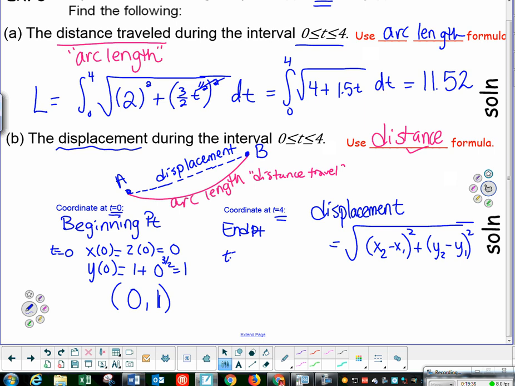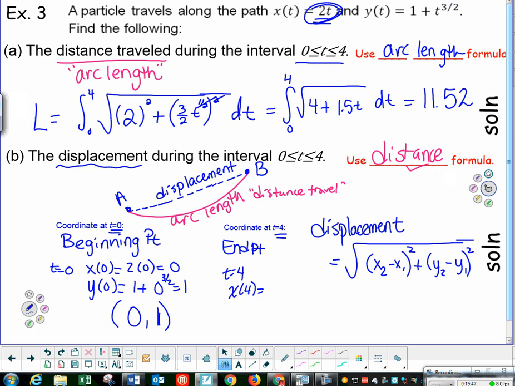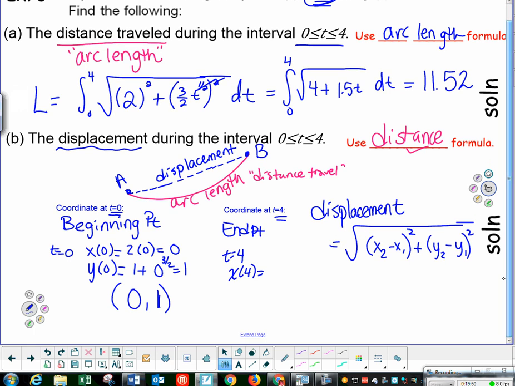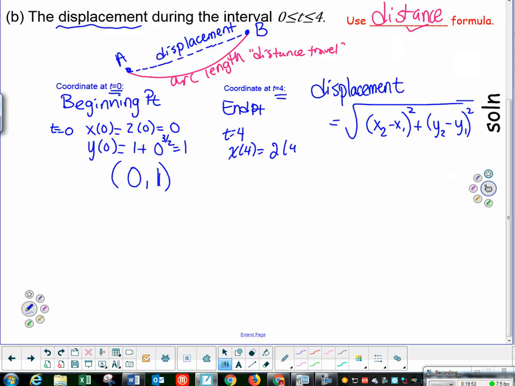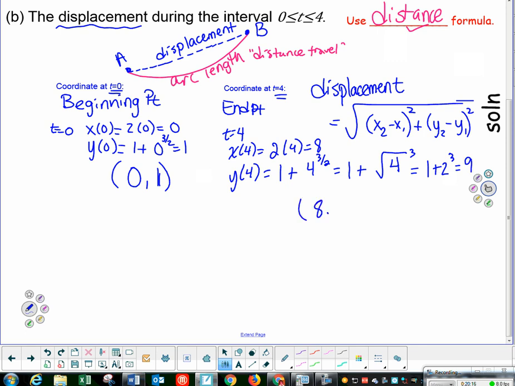Now, t equals 4, and into the x equation, x of 4, dang it, I lost, well, that's because it rolled off the screen. We want to put it into 2t, so x of 4, 2 times 4 makes 8. Y of 4 is a 1 plus 4 raised to the 3/2. You know what that means. You got to be able to interpret a rational exponent, square root, quantity cubed. That is a 1 plus 2 cubed. That is a 9. Okay, that's an ordered pair that gives us 8, 9.